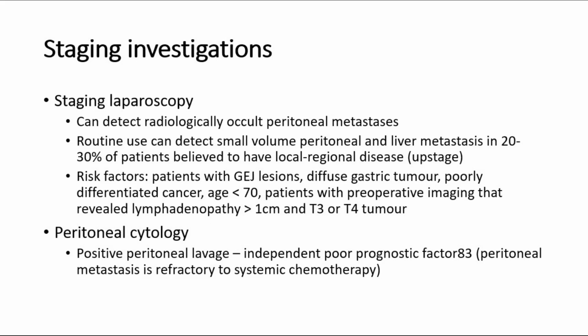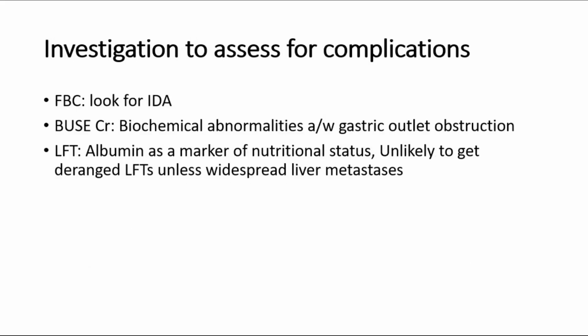Lastly, there are also investigations to assess for complications. Full blood count, look at Hb level to look for iron deficiency anemia. Electrolytes, as gastric outlet obstruction may cause biochemical abnormalities. And liver function test, look at the albumin as a marker of nutritional status. It is unlikely to get deranged LFT unless widespread liver metastasis.